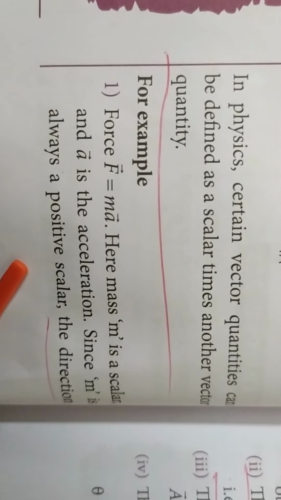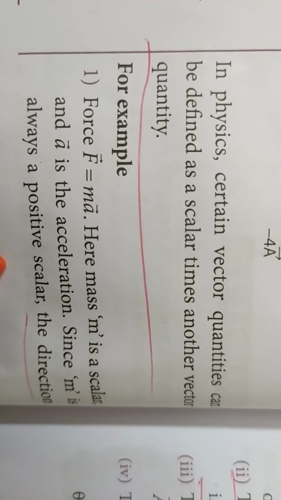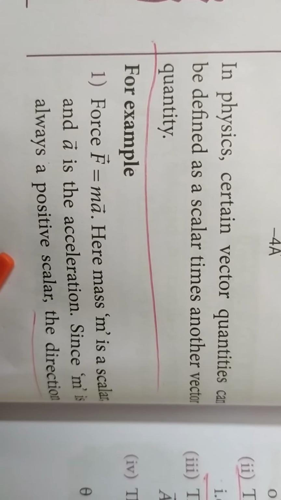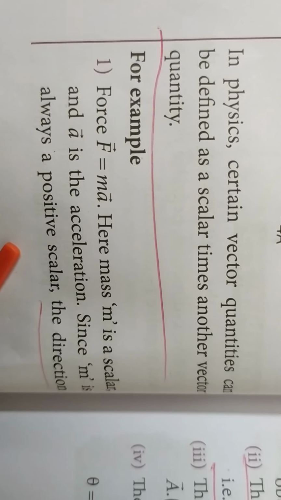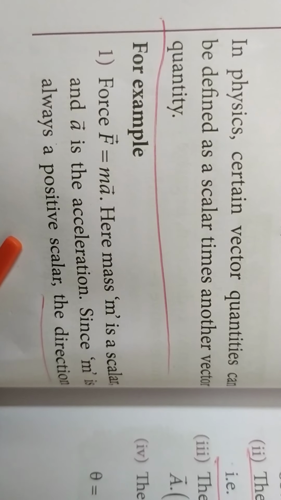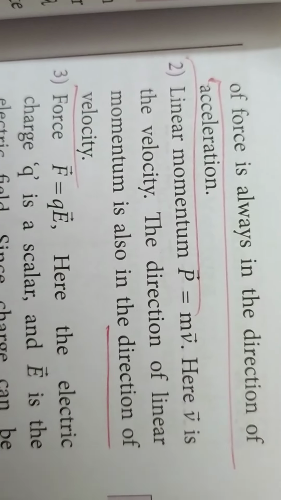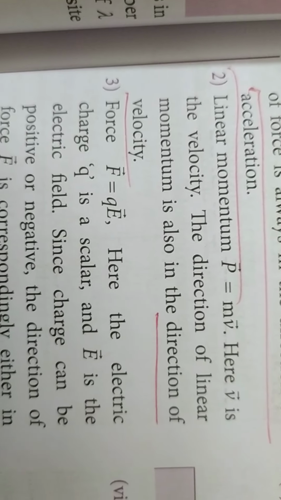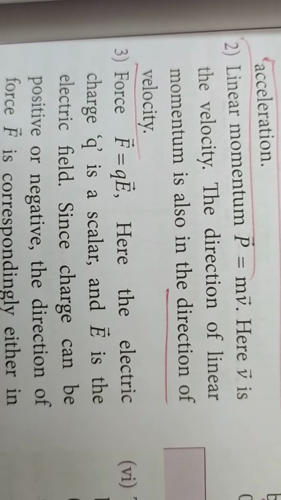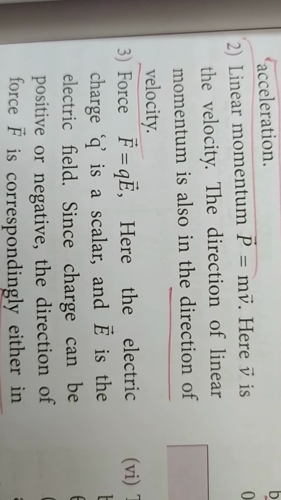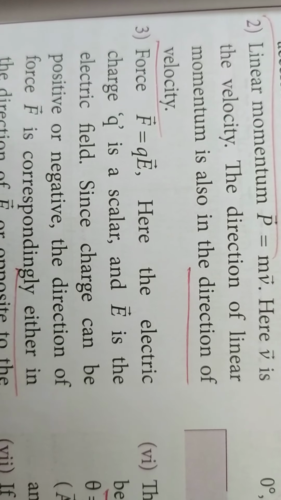And there are some physical examples of this multiplication of a vector by a scalar. Here, F vector is equal to m a vector, where m is a scalar and a vector is acceleration, which is a vector quantity, and the direction of the force is always in the direction of acceleration. And if you take linear momentum, p vector is equal to m v vector. Here v vector is velocity and m is a scalar, and the direction of linear momentum is also in the direction of velocity.